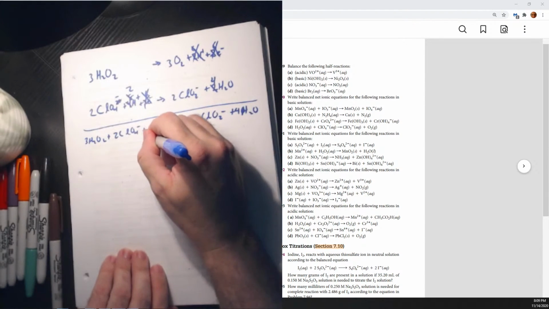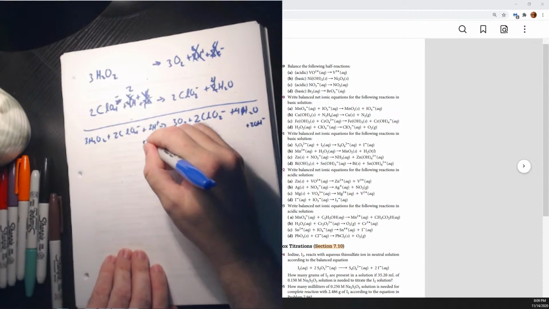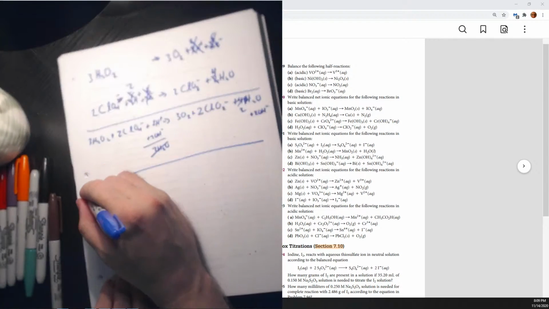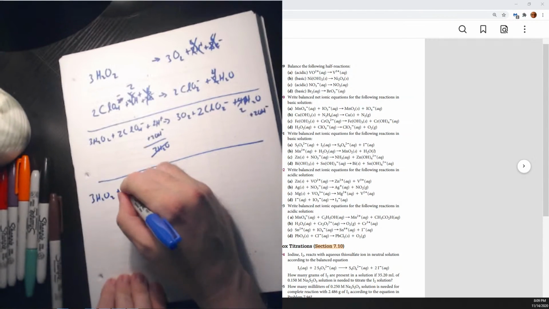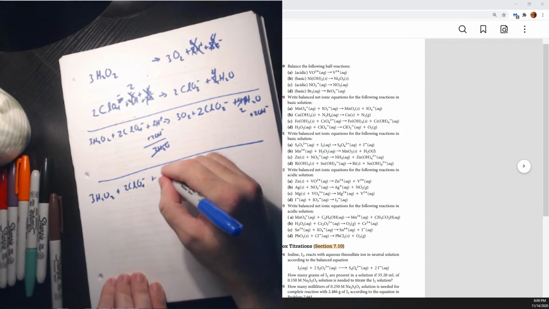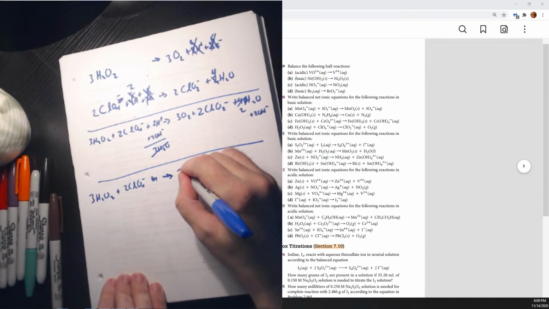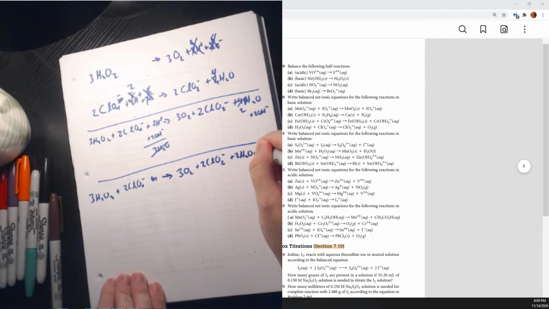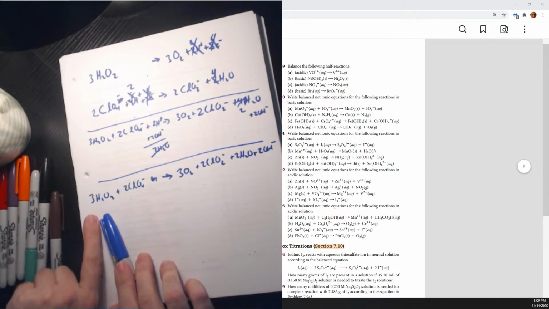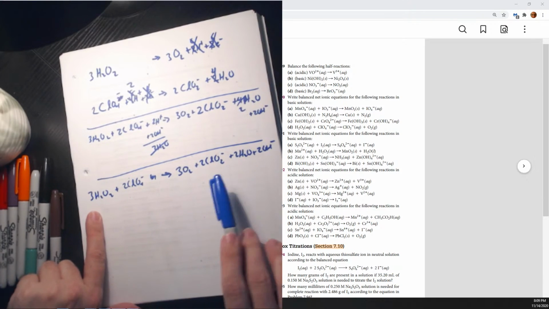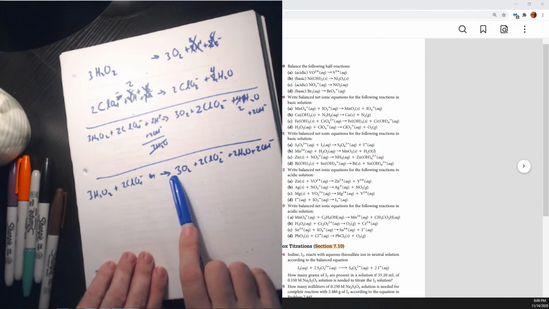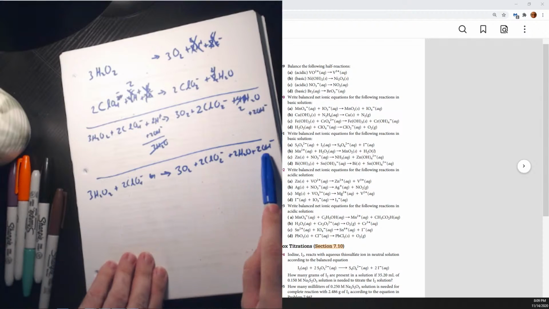So plus 2OH minus plus 2OH minus, 2H2O, so that goes away. This goes down to 2. 3 hydrogen peroxide plus 2 ClO4 minus goes to 3O2 plus 2 ClO2 1 minus plus 2 H2O plus 2 OH minus. 6 hydrogen versus 4 plus 2 is 6 hydrogen. 3 times 2 is 6 oxygen, plus 8 is 14 oxygen. 6 plus 4 is 10, plus 2 makes 14.